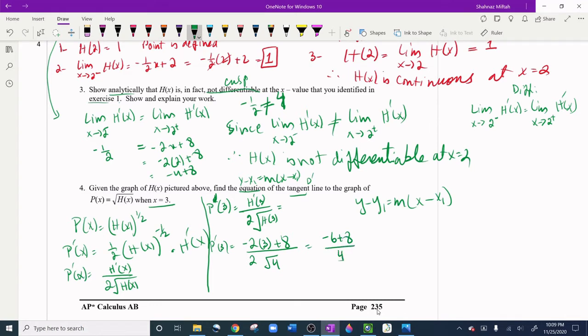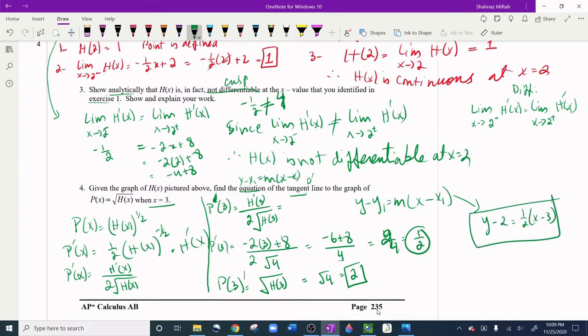2 times 2 is 4. So the answer is, 8 subtract 2 over 4, which is going to give me half. So my slope is half. Now, how do I get the y value for it? I'm going to plug in 3 in the p function. It's going to give me square root of h3. We already know h3 is square root of 4, which is going to give me 2. So that's my y value. So now my equation is ready: y minus 2 equals half times x minus 3, and I'm done.